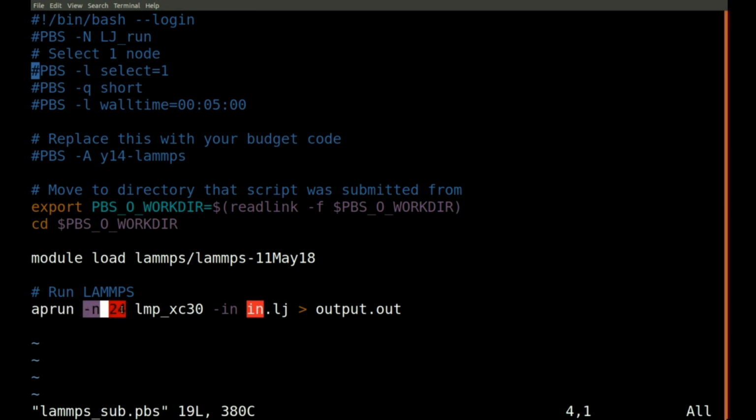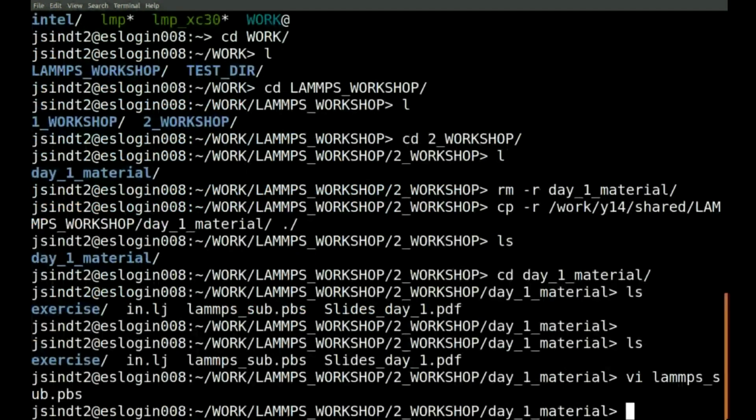Then -n 24, you're saying, I want to run a job that's going to use 24 cores, 24 processors. I want to use the executable lmp_xe30. That's just the name of the LAMMPS executable on Archer. -in is a flag saying my input is going to be a file called in.lj, and I want everything that's written to go to a file called output.out. Once we've done all of that, we simply qsub.